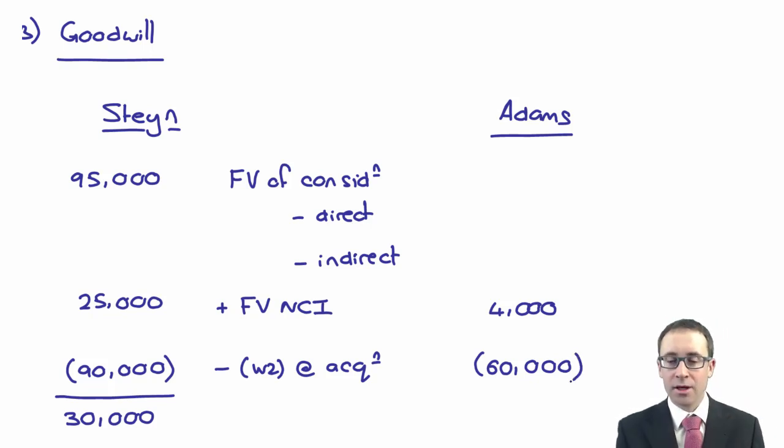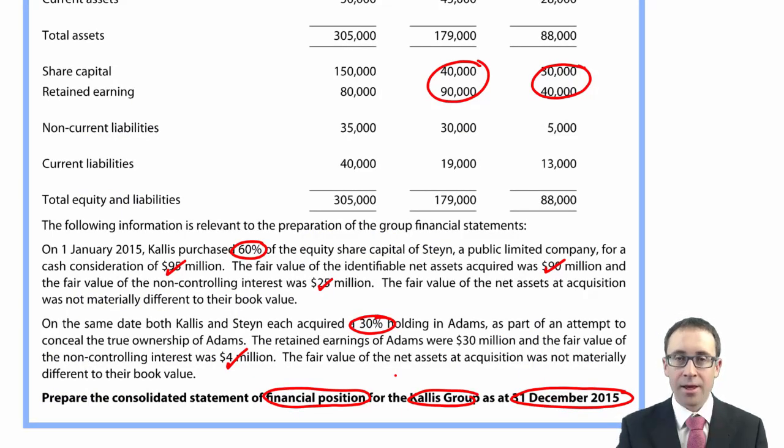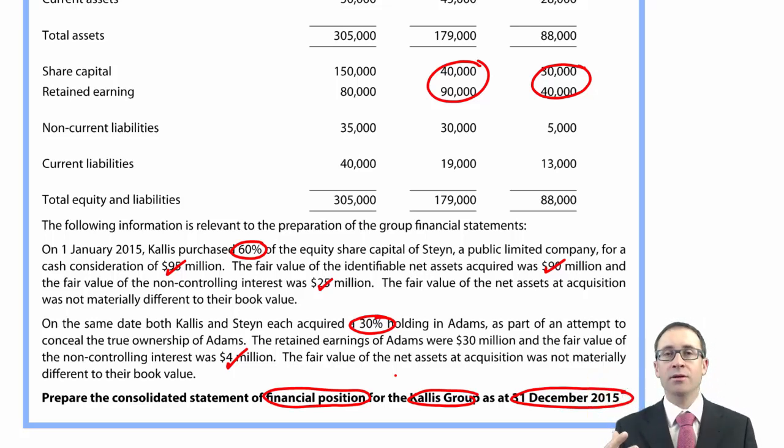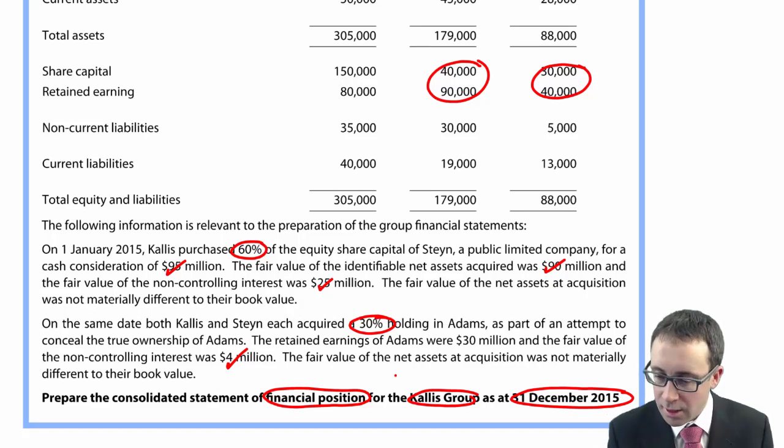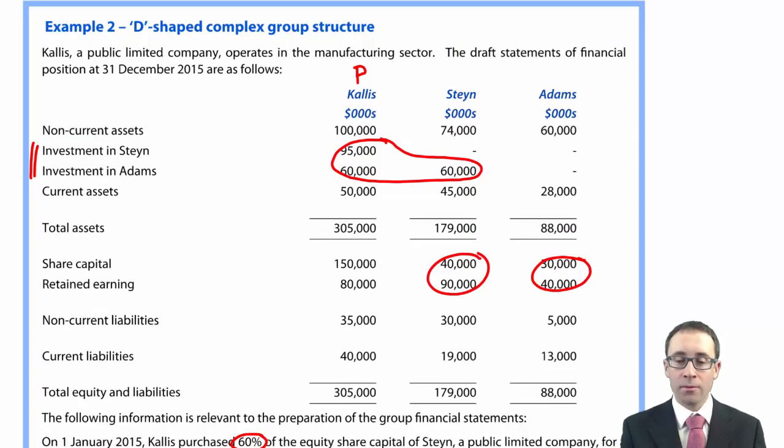And then the harder bits. So we need to look at the fair value consideration. We need to look at the direct and the indirect holding. Now at the bottom there, it doesn't tell us how much we paid. It just tells us that we bought 30%. So what we need to go through and do there is tie that back up, don't we?